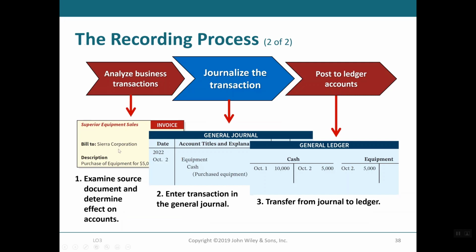Okay, so this is what the recording process looks like. So we analyze the bill to Sierra, right? Superior Equipment Sales billed Sierra, because maybe Sierra paid for it with cash. All right, examine the source document and determine the effect on the account. So Sierra purchased the equipment for 5,000. Now we put it in our journal. We now see what a journal looks like. It has the date, the explanation or title. These boxes here are the debit and then the credit.